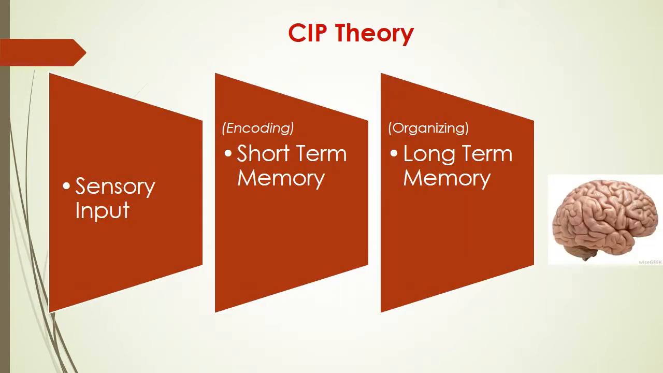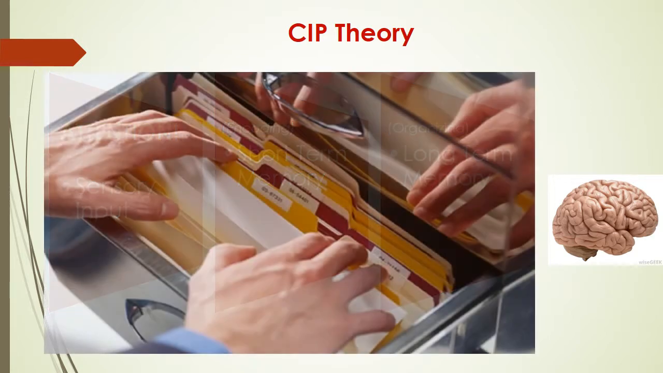According to CIP theorists, learning can be defined as receiving sensory information, passing it into short-term memory, encoding it into long-term memory, and anchoring it and organizing it so that it can be retrieved when needed. Now let's focus on the first stage of that process, receiving sensory information and passing it into short-term memory.